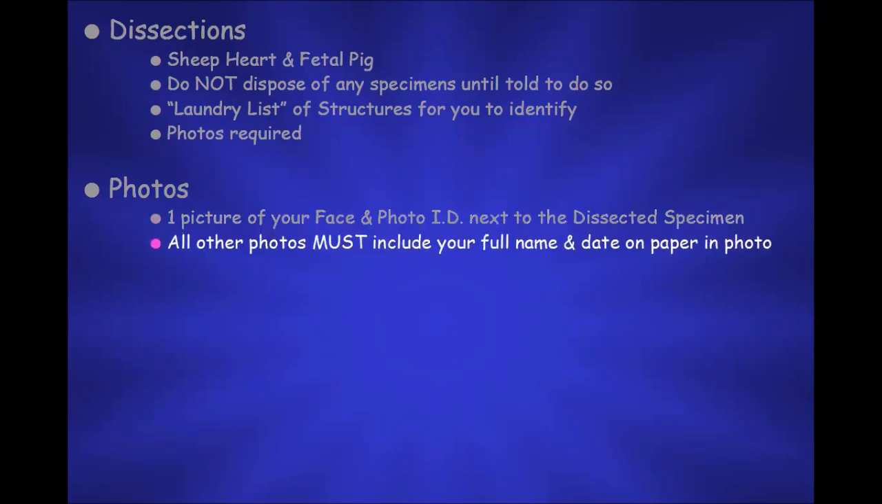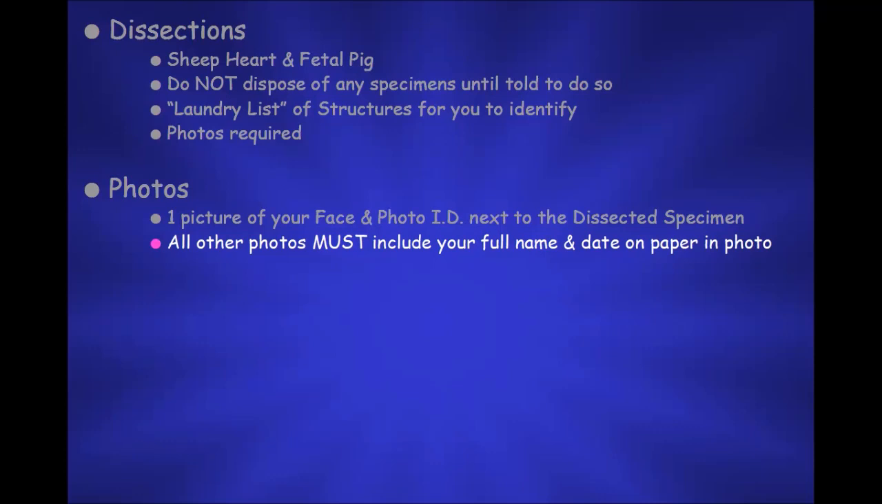All the other photos must include a small piece of paper, maybe the size of a Post-it note, with your full name and the date on the paper. If you've taken this course before, I need to see the date of this. That means if you've already dissected the fetal pig and a sheep heart, you can't use those same pictures from before. I need you to do the whole course over again. Okay, so make sure you have that in every picture.